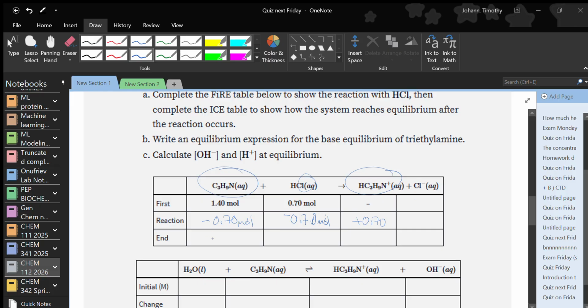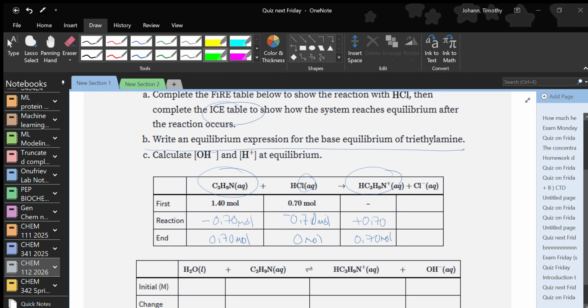And so I'm going to have 0.70 moles. I've got 0 moles here, and here I've got 0.70 moles. Okay, and now I have the moles of everything. So I want to look at what the other questions are here. Well, let's do B real quick. We're not going to do the ICE table. We're going to do this with Henderson-Hasselbalch. So we're going to use Henderson-Hasselbalch to solve for those.